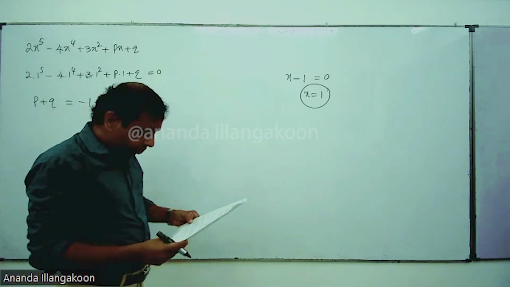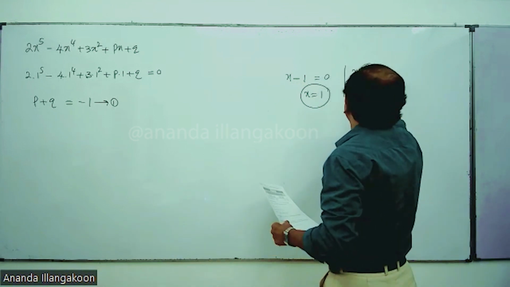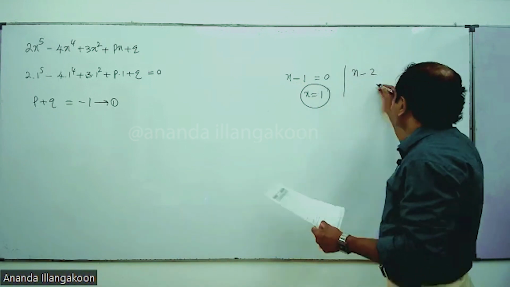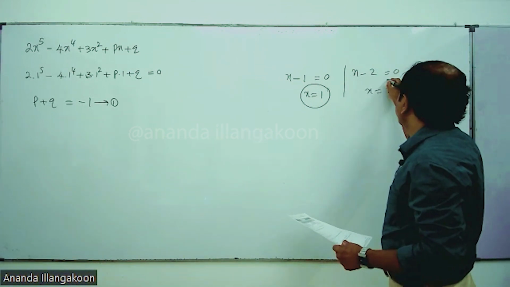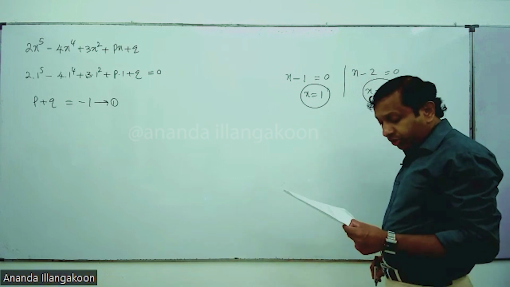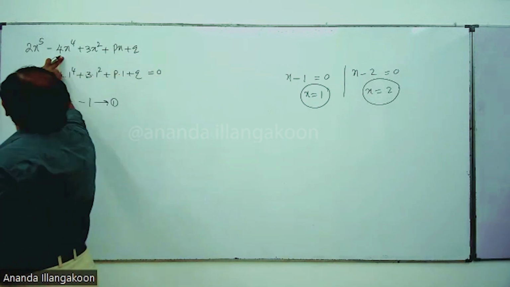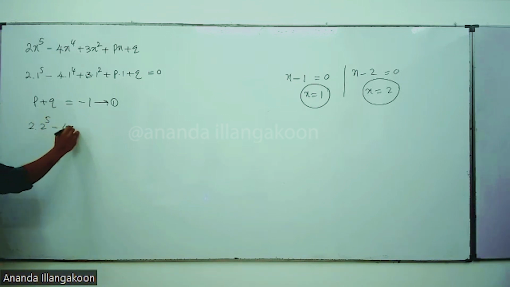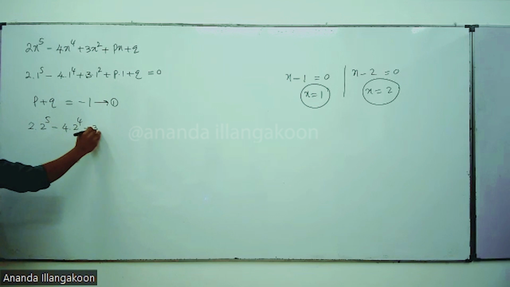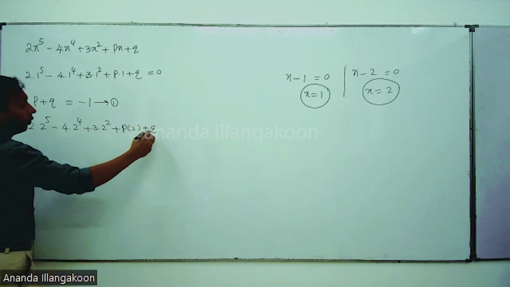Secondly, on dividing by x - 2. Now secondly it is divided by x - 2. Then how to find the x value to be substituted in that function? First equate it to 0 and find x. x is 2. On dividing by x - 2, the remainder is 7. It means when I substitute 2 for every x in the function, this expression should be equal to 7. Put x equals 2: 2 into 2 to the power 5 minus 4 into 2 to the power 4 plus 3 into 2 squared plus p into 2 plus q. This should be equal to 7.